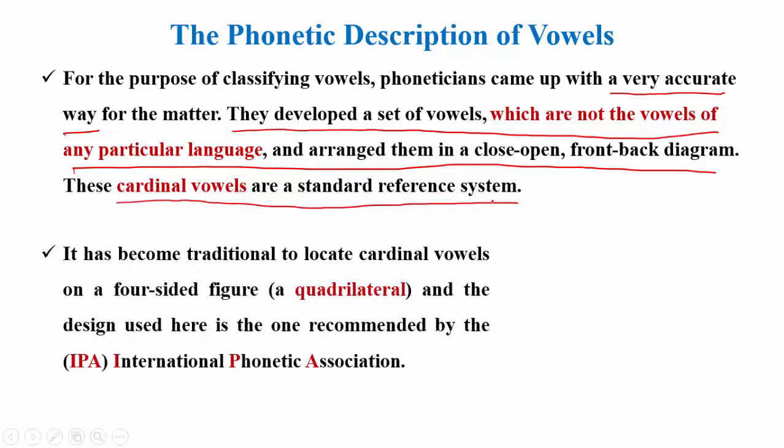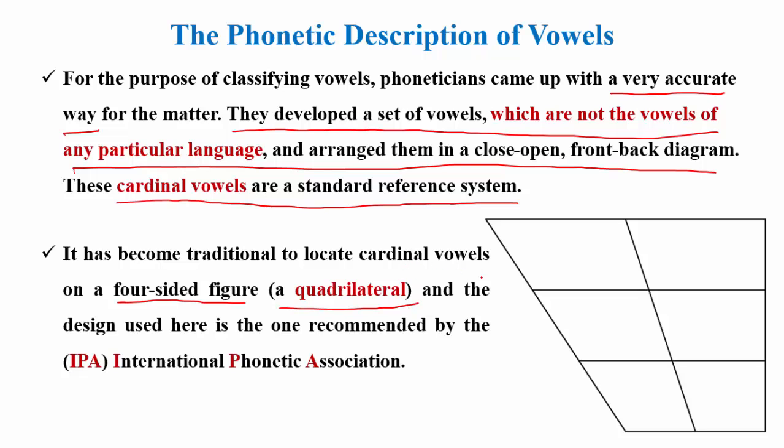It has become traditional to locate cardinal vowels on a 4-sided figure, a quadrilateral, and the design here is the one recommended by the IPA, which stands for the International Phonetic Association. The exact shape that you use for the purpose of description is of little importance. You can use a square or a rectangle instead, but for academic reasons, let's just follow the shape that is recommended by the IPA.